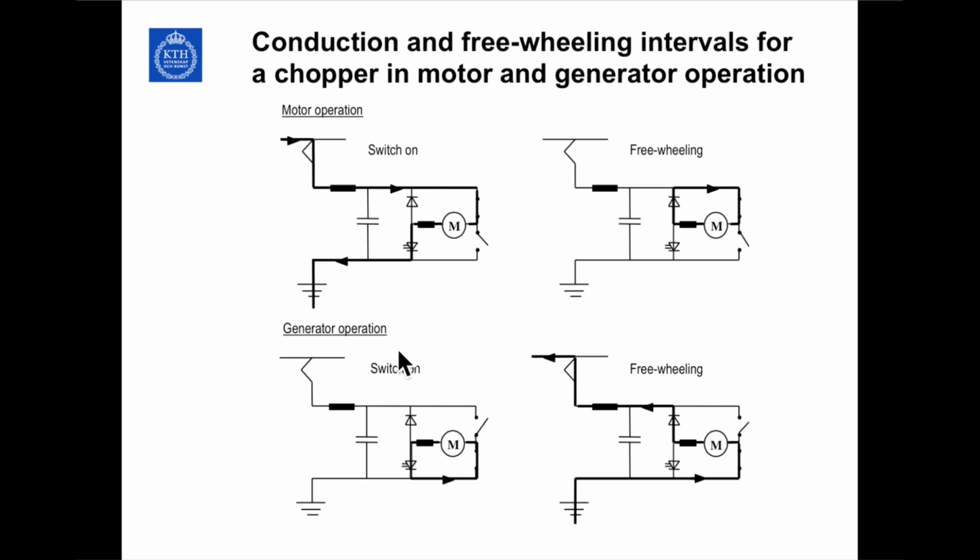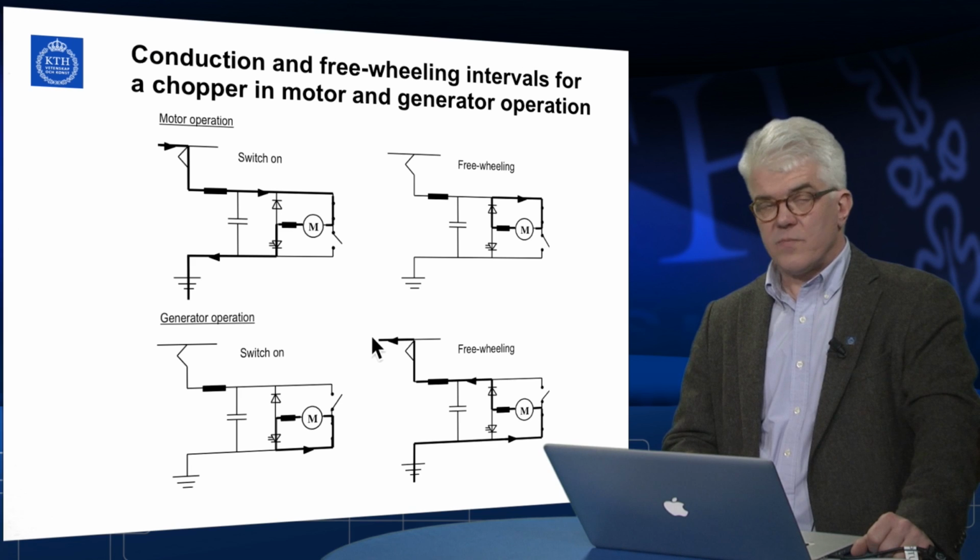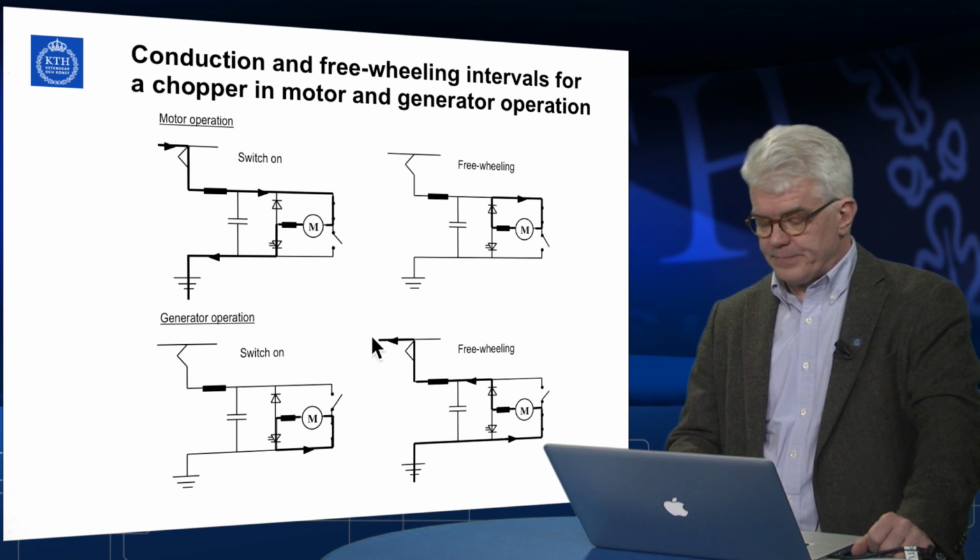The corresponding operating conditions at generator operation is that this switch is open, and you have the switch on mode when the current goes from the inductance through the switch and back this way. And when the switch is turned off, it means that the power is pushed up to the DC supply through the diode, and the current goes this way, up through the diode and to the power supply of the DC power supply.